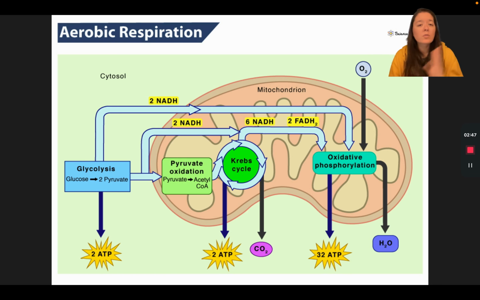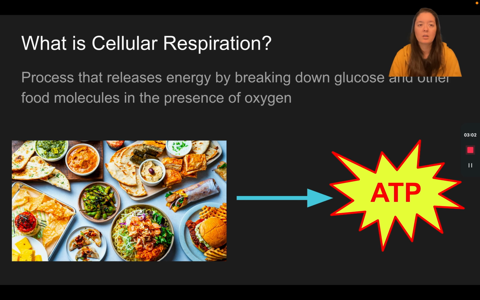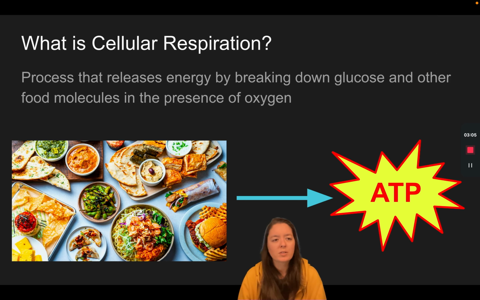Here's a quick overview diagram of what's happening in aerobic respiration. Once again, glycolysis is happening outside of the mitochondria. It's breaking things up from the glucose into two pyruvates, and it's giving us 2 ATP as a result. So what is cellular respiration? It's a process that releases energy by breaking down glucose and other food molecules in the presence of oxygen. So basically, food turns into energy.